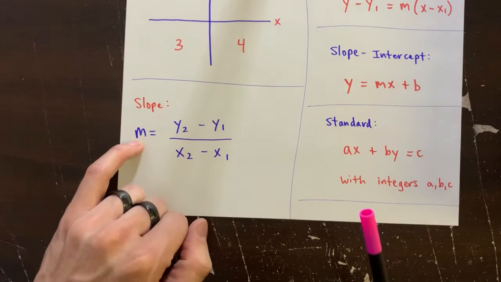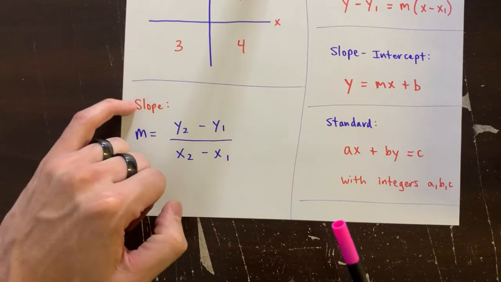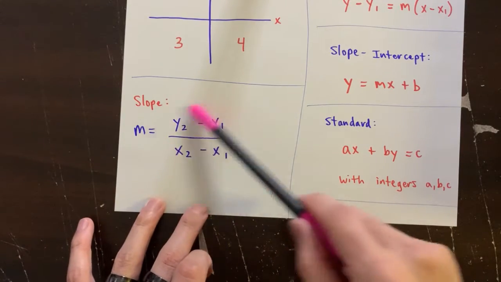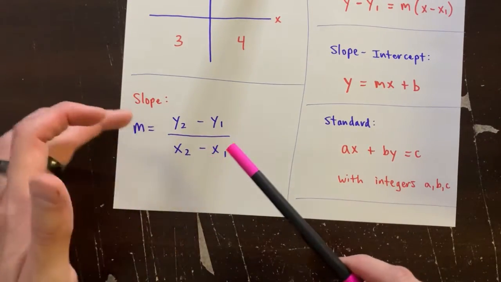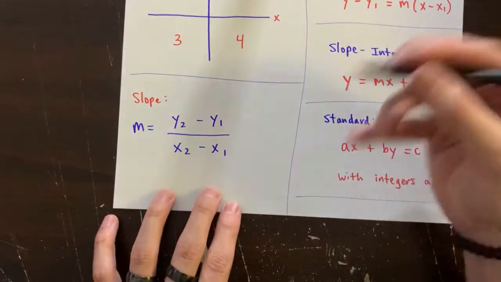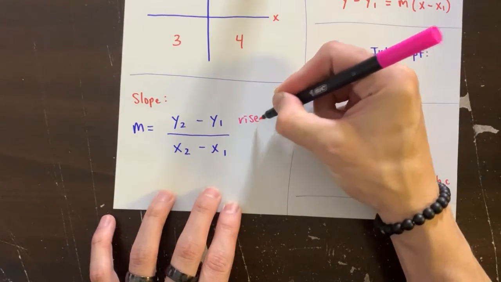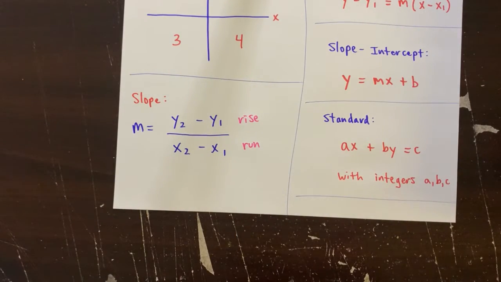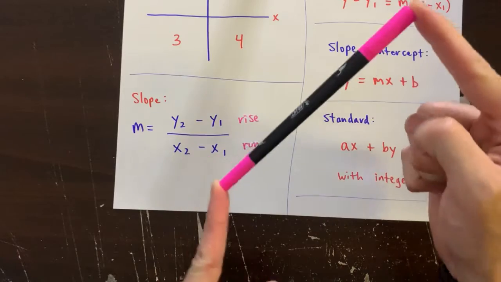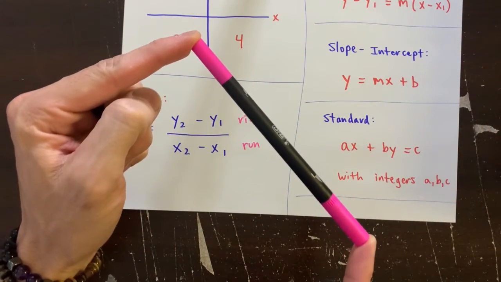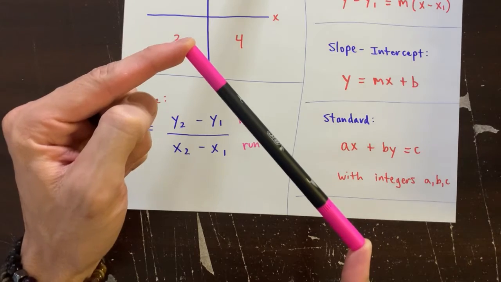M is the letter that has been selected to represent the slope of a line that connects 2 points. And this here is how we find the slope between those 2 points. Oftentimes we refer to this as the rise over the run, where of course, if you have a line that runs like this, the slope is said to be positive, where if the slope runs like this, the line is said to have a negative slope.